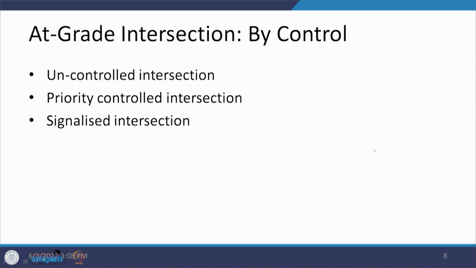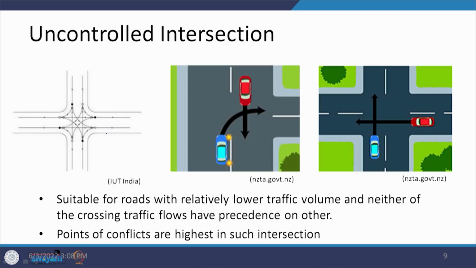Then this is by control. So, by control is like, again, there is no control. So, that is one case. The priority control and the signalization are the other things which may be there. Priority control and all those we have discussed previously too. Let us look again at all of those cases. So, this is the no control condition.